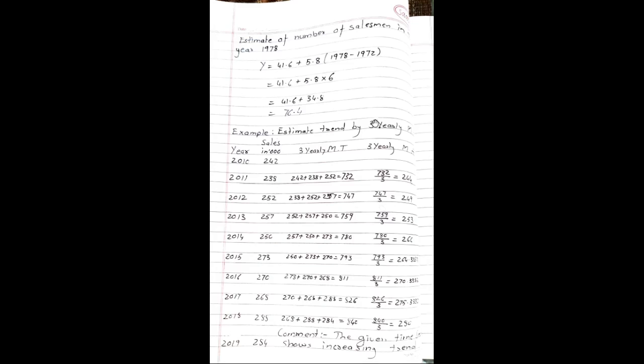See the next example. Estimate trend by 3 yearly moving average. Year and sales in 1000 rupees are given. Year 2010 sales value is 242. For 2011 sales value becomes 238. For 2012 sales value becomes 252. 2013 sales value becomes 257.